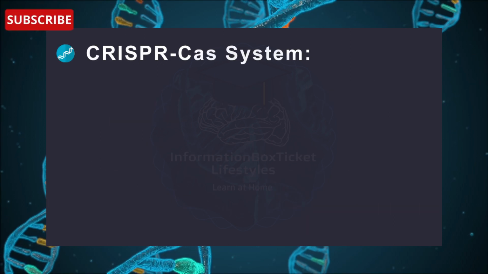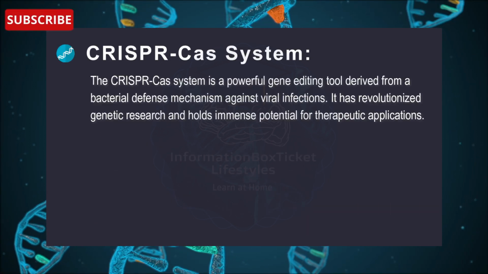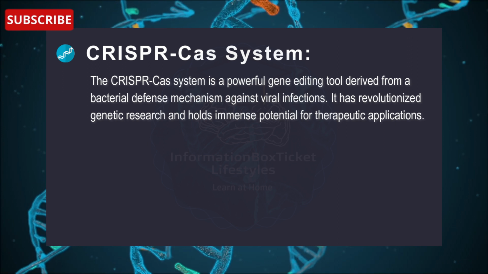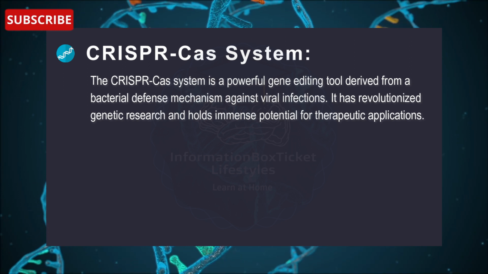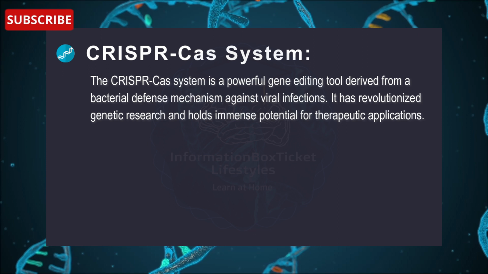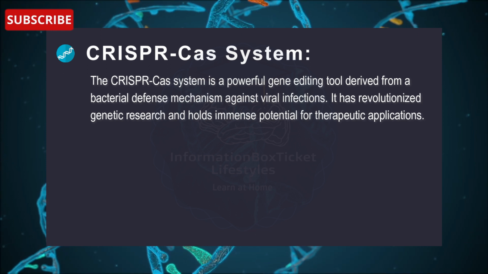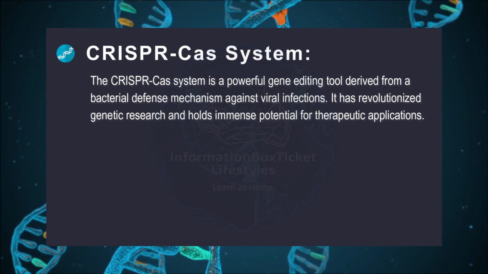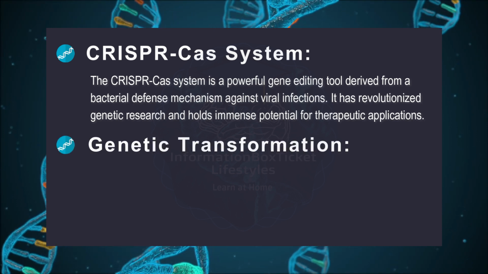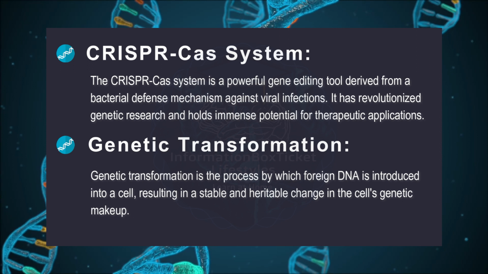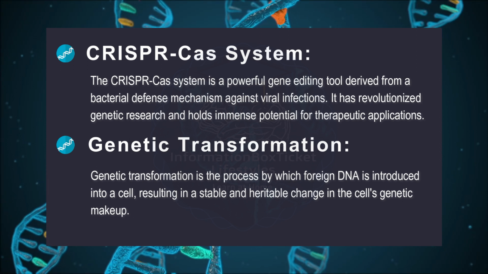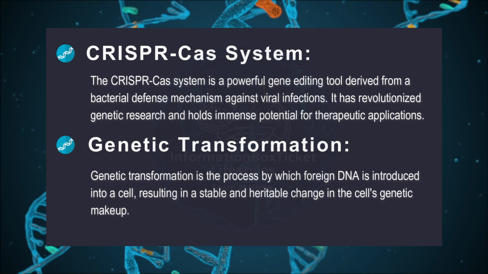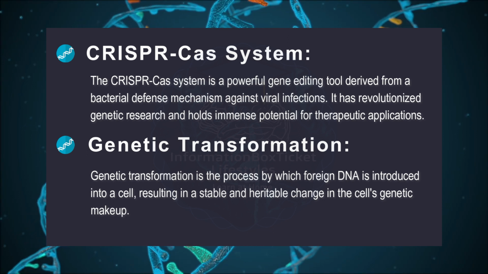CRISPR-Cas system. The CRISPR-Cas system is a powerful gene editing tool derived from a bacterial defense mechanism against viral infections. It has revolutionized genetic research and holds immense potential for therapeutic applications. Genetic transformation. Genetic transformation is a process by which foreign DNA is introduced into a cell, resulting in a stable and heritable change in the cell's genetic makeup.